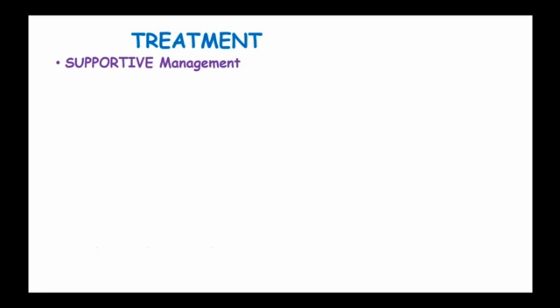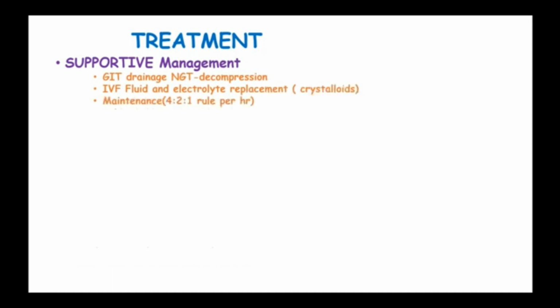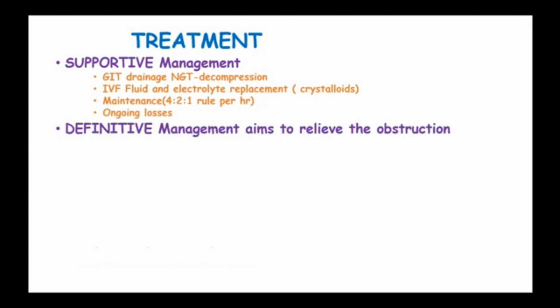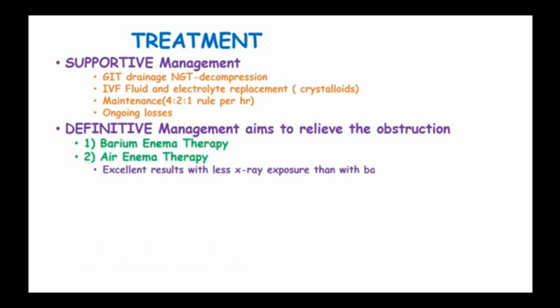Treatment: supportive management means GI drainage with nasogastric decompression, IV fluids, and fluid replacement with crystalloids, with maintenance, and ongoing loss replacement. Definitive management aims to relieve the obstruction. The first option is by enema therapy, which gives excellent results. Air enema has less X-ray exposure than the barium enema, and is an early, quick and clean technique.